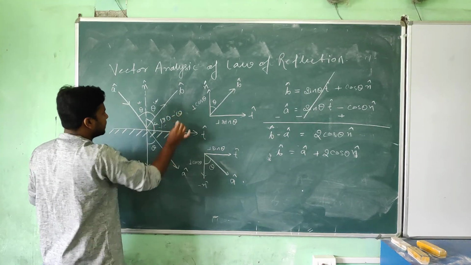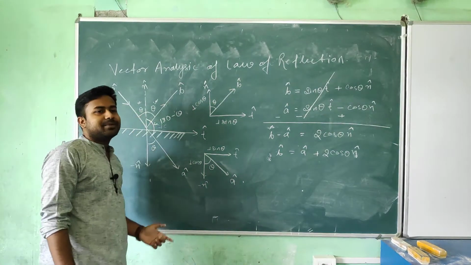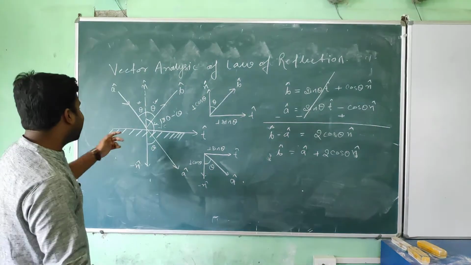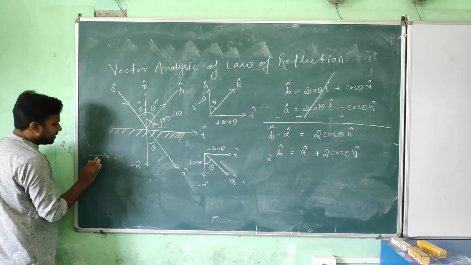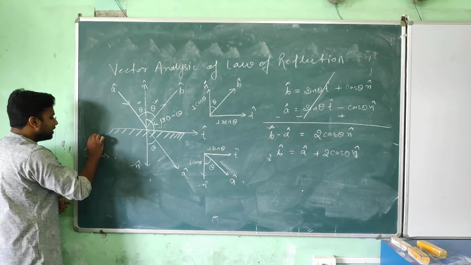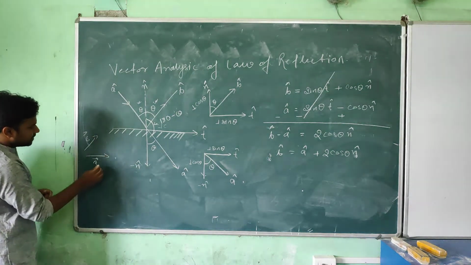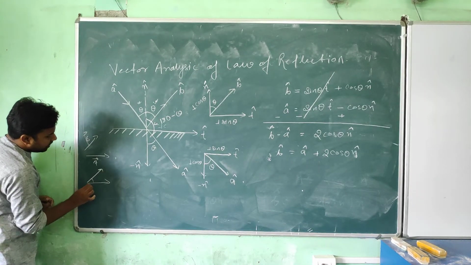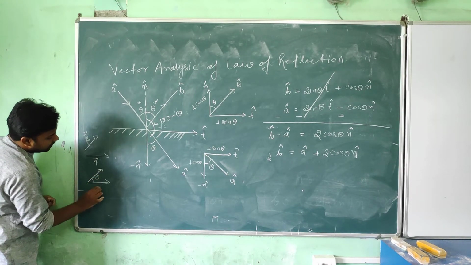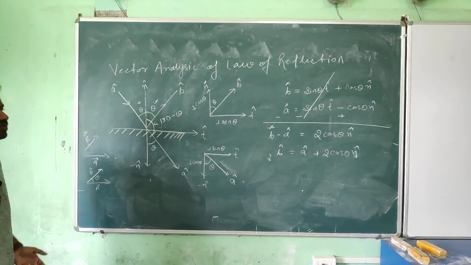180 minus theta. Some students are thinking that the angle between the two vectors is theta. No, it's not theta. Look at this: if we have a vector A, and a vector B, and you want to calculate the angle between these two, you have to join their tails. If you join the tails, then you get theta, the angle between these two vectors. Is it or not, student?